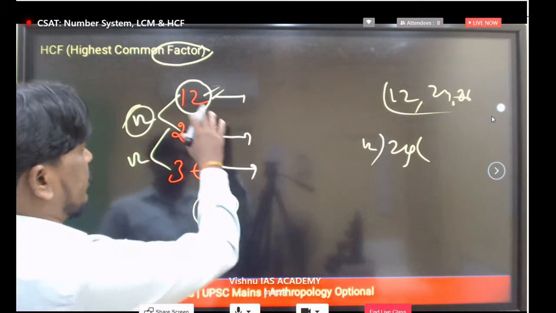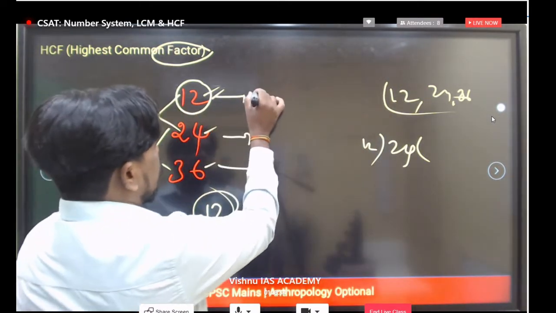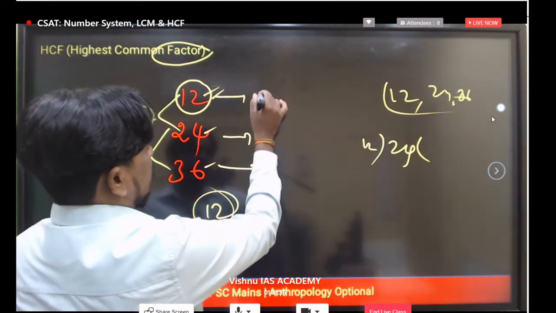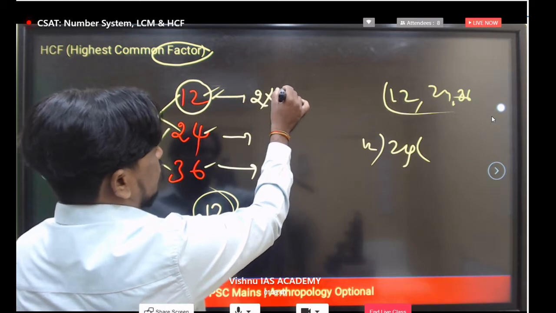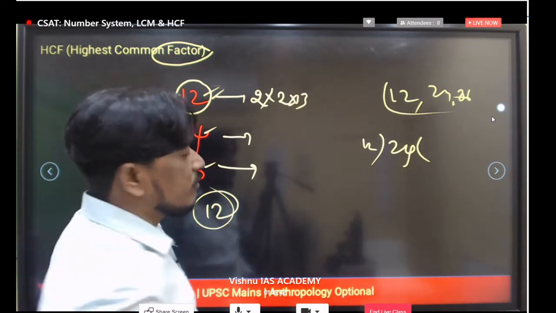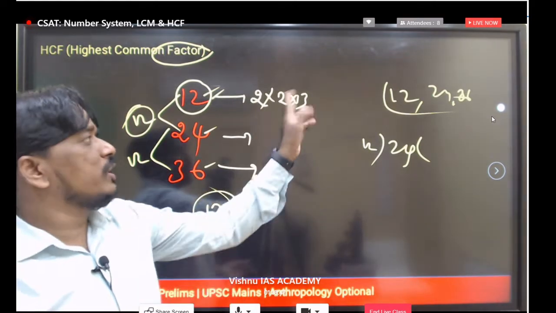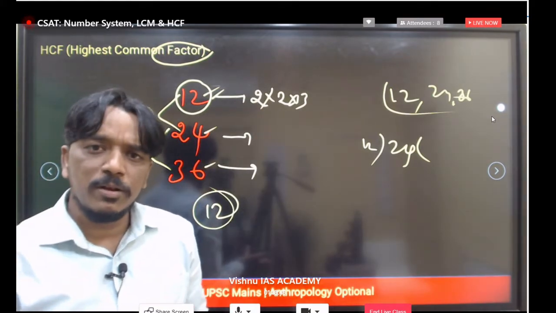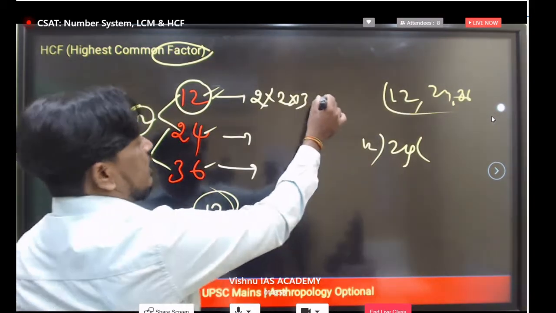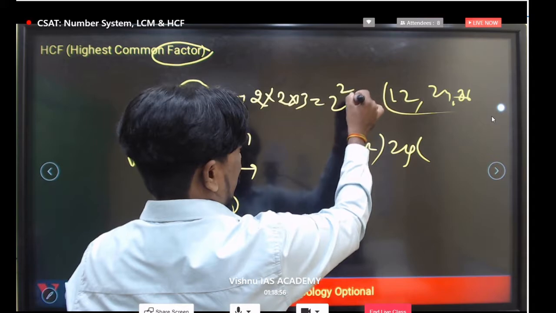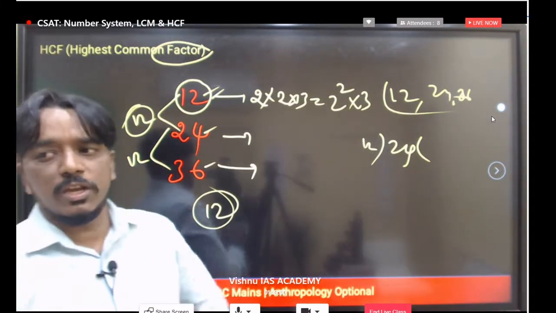Or otherwise, if you go into the prime factor method, you can note down, for example, 2 into 2, 4. 4 into 3, 12. You can note down like this, simple. Like this the prime factor method also we can apply. So finally, you can take 2 square, and how many times are you taking 3? Once. Similarly, for this also we can note down.